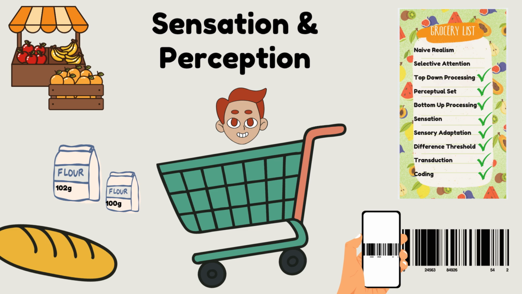On the right, I've got the 10 key terms listed in the grocery list. And you'll notice the first two are not ticked off. That's naive realism and selective attention. That's done on purpose. Naive realism is basically the assumption that what you're seeing is just reality. This map is the argument against that. Selective attention is the reason why. Your brain can't process everything at once, so it picks what matters to you right now.